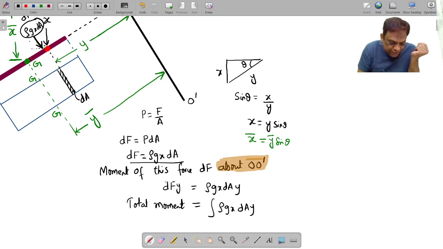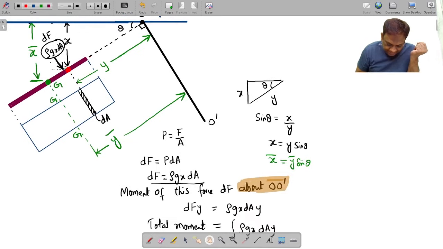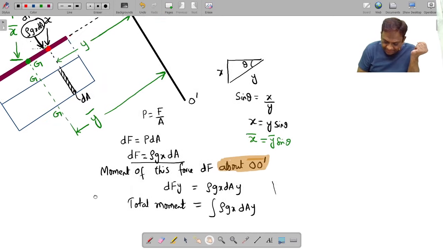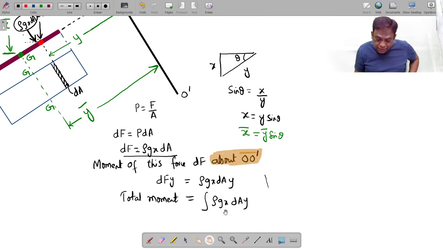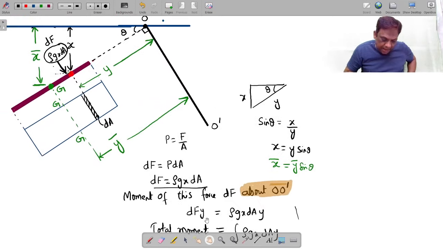This is the moment of only the small force. If you want the total, integrate. I have integrated. So can anyone tell what this is? It is the moment of the hydrostatic force about OO dash.